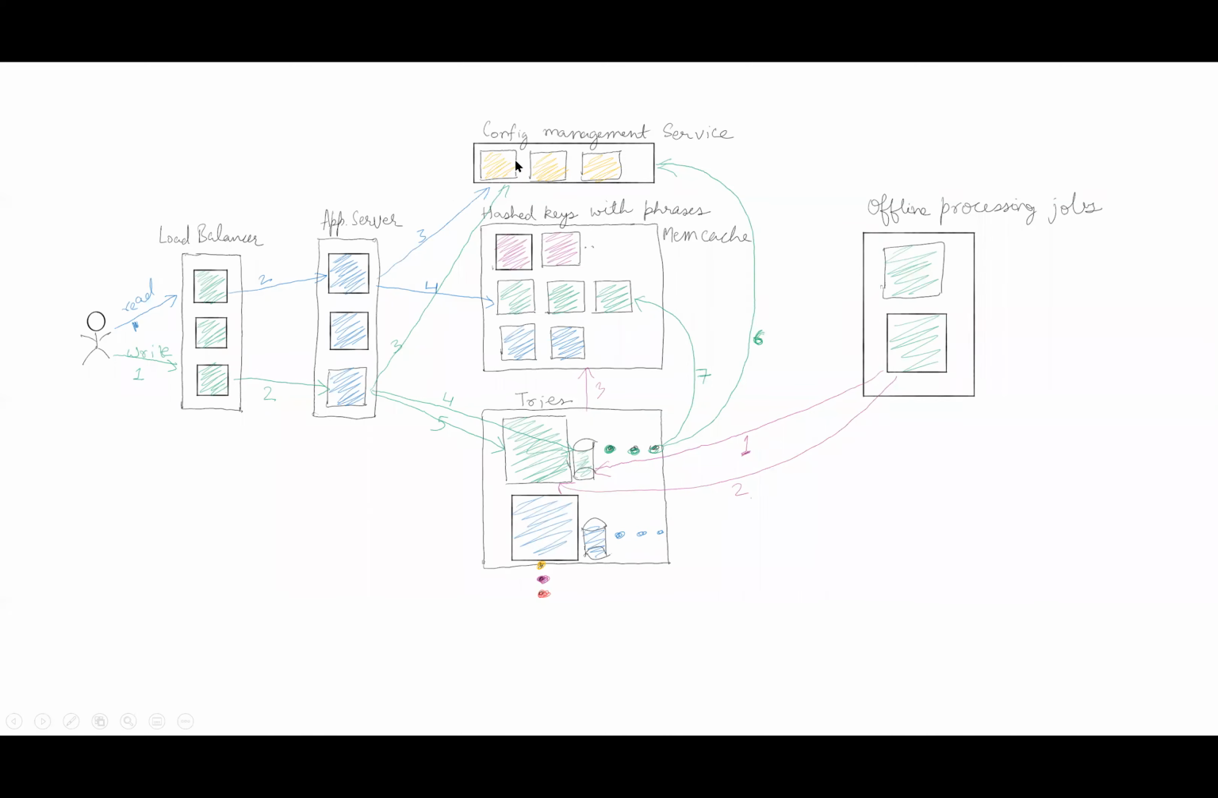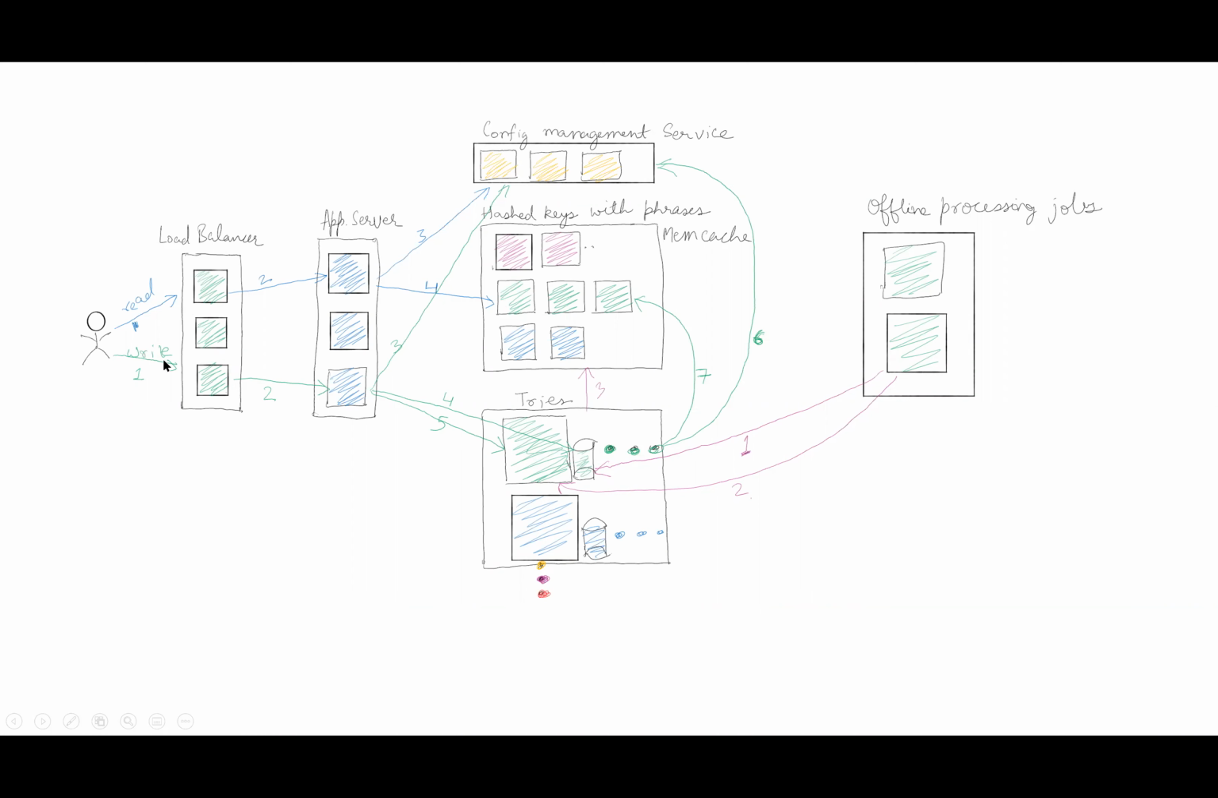So from this config management service, you find out for this particular hash key what node you should go to. This will return you that node, you go and fetch the values from that node and return them to the user, right? So this is your read path.